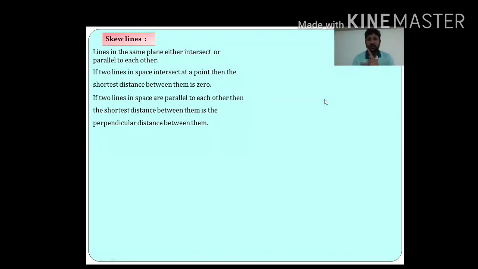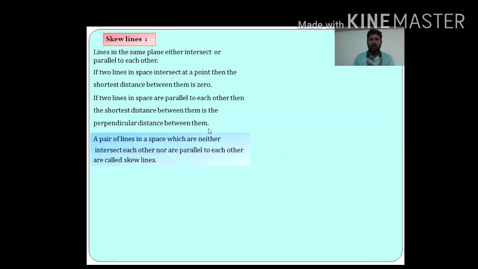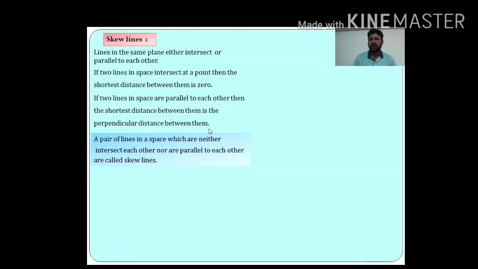So the next possibility is that lines are neither parallel nor intersecting. Let us see the meaning here. A pair of lines in space which are neither intersecting nor parallel to each other are said to be skew lines. Let us see this geometrically.